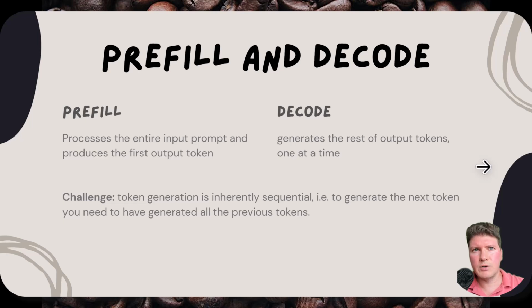The challenge is that token generation is inherently sequential. To generate the next token, you need to have generated all the previous tokens. Addressing this bottleneck is one of the core subjects of inference optimization.